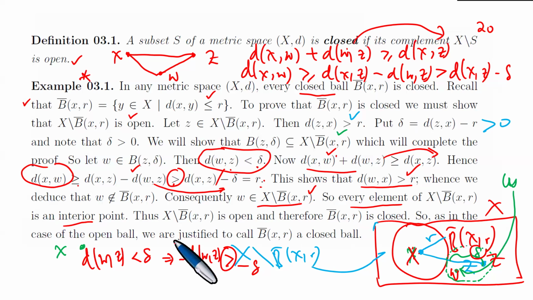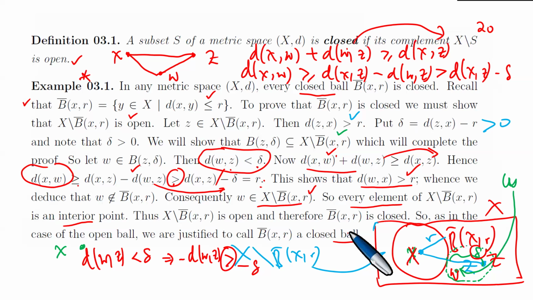Thus, X minus B(x, r) is open, and therefore B̄(x, r) is closed. So, as in the case of the open ball, we are justified to call this one a closed ball. Why is it a closed ball? It is certainly a closed ball because we have seen that it is a closed set. B̄(x, r) is closed.